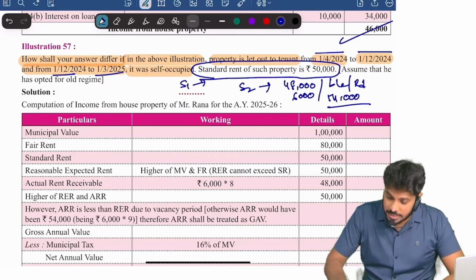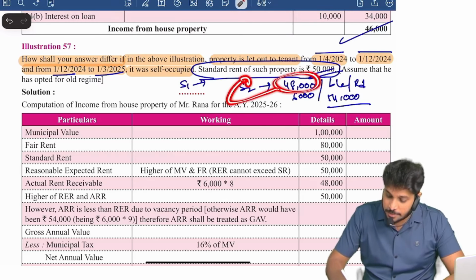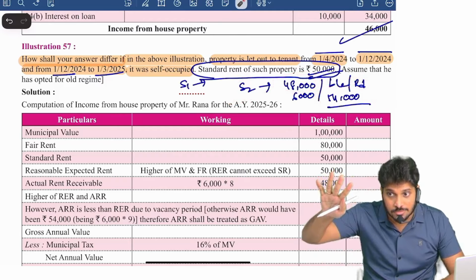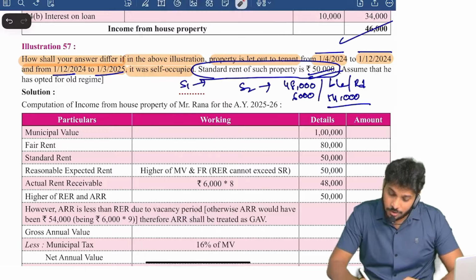My step 1 is right now 50. Original step 2 is less than step 1. If at all vacancy is not there, step 2 is higher. Therefore, GAV is equal to 48,000. Correct?